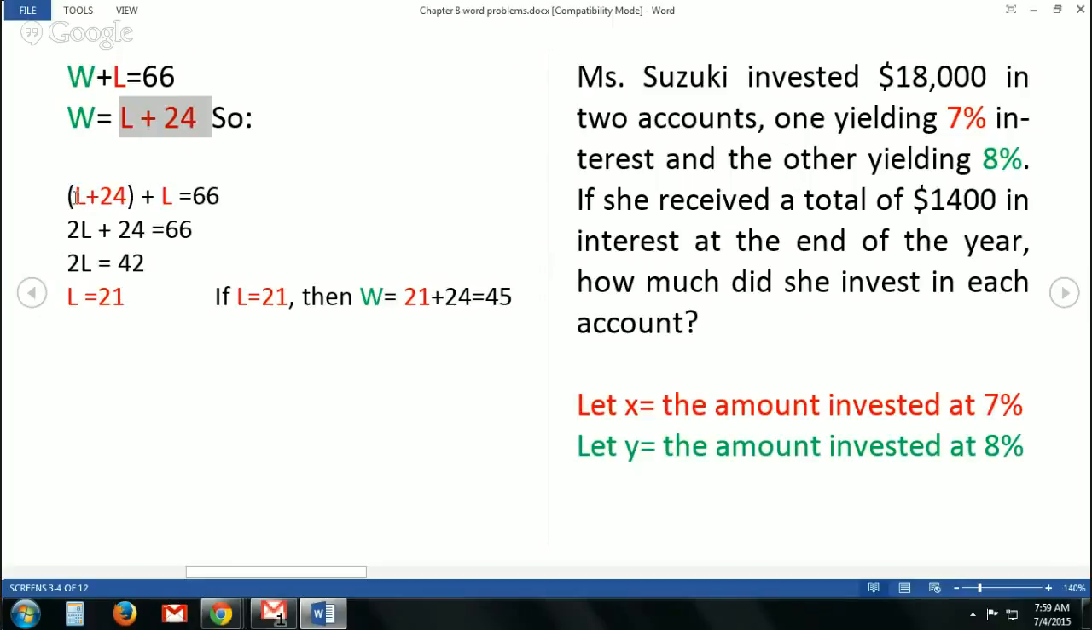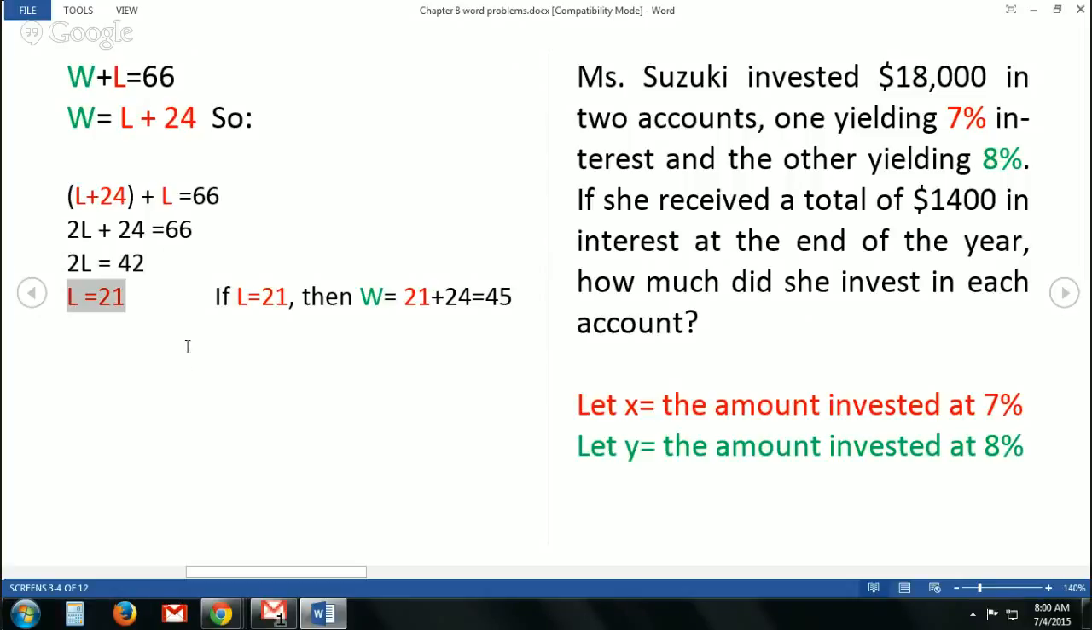When I do that, replacing the W with L plus 24, bringing down the other L and the 66 gives us a new equation that just has L as its variable. Looks like I can take those parentheses away and combine the like terms. Here is an L and a second L. Those add together to be 2L. Bring down the 24 and the 66. If we subtract 24 from both sides, that gives me 42. And if I divide both sides by 2, the number of losses would be 21.